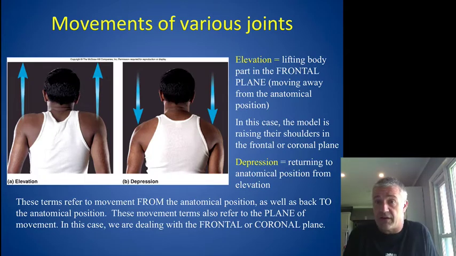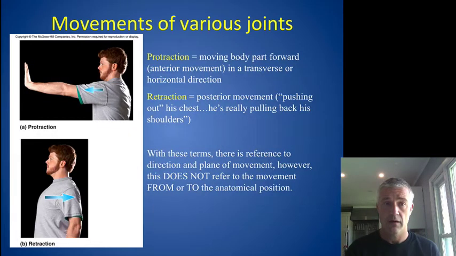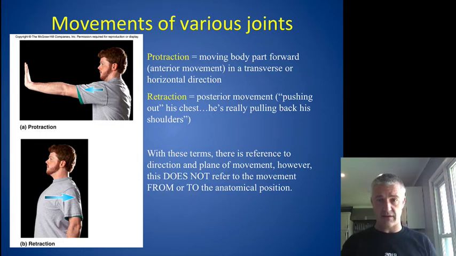Elevation and depression, lifting a part of the body in the frontal plane. Elevation, depression, dropping it back down. Protraction, moving a body part forward. Retraction, moving it back. So pushing out the chest, he's really retracting the shoulders.